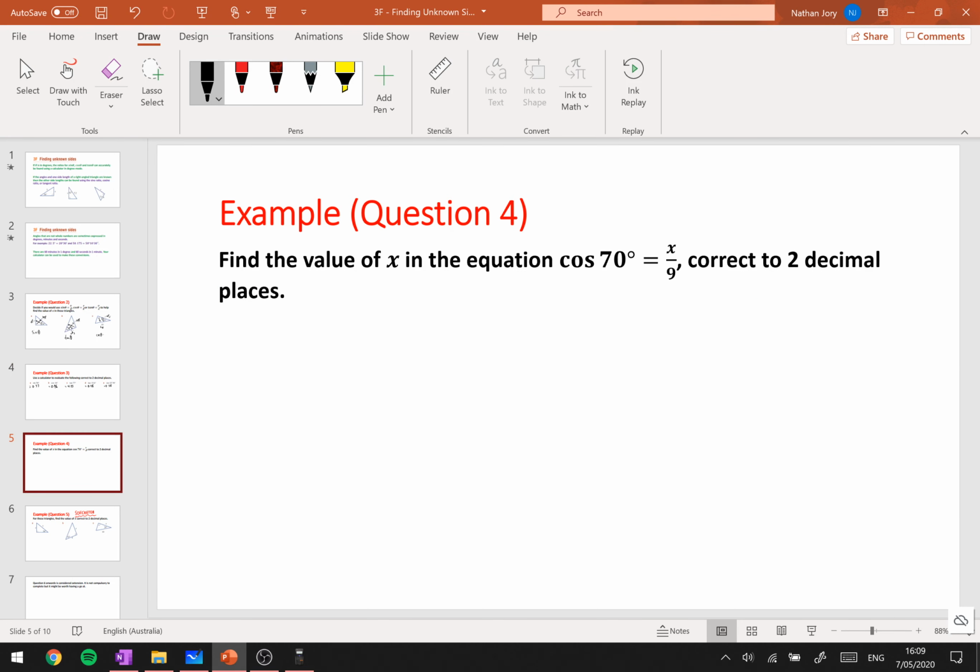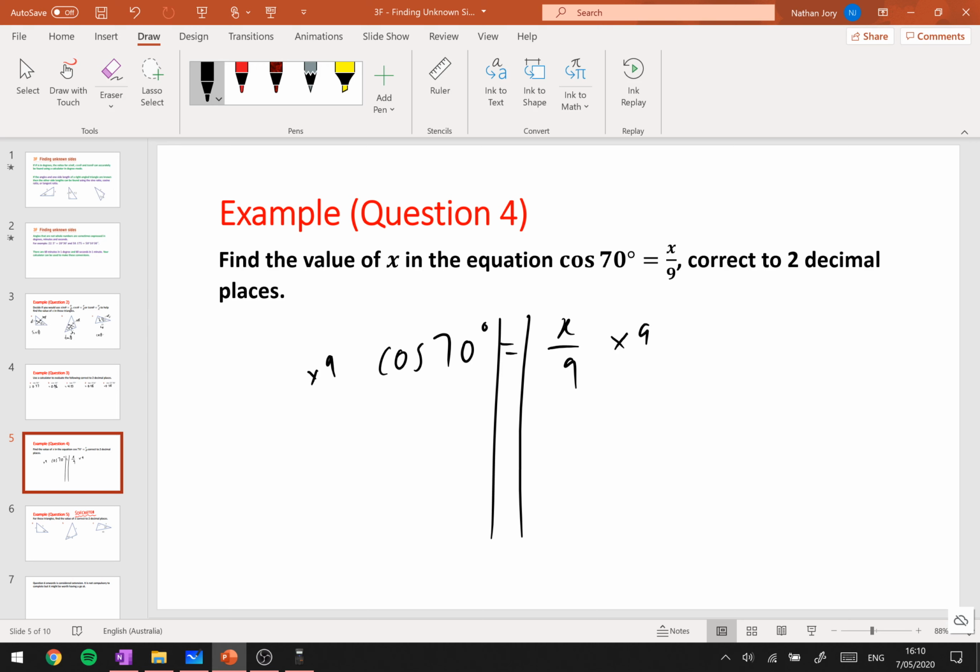Find the value of x in the equation cos 70 degrees is equal to x over 9. So let's write it out. Cos of 70 degrees is equal to x over 9. Now, the idea behind this is we want to get the x by itself. To do that, we need to get rid of this 9 that's sitting on the bottom. What are we going to do? I hope you came up with the answer: multiply both sides by 9. So this becomes 9 cos of 70 degrees is equal to x.